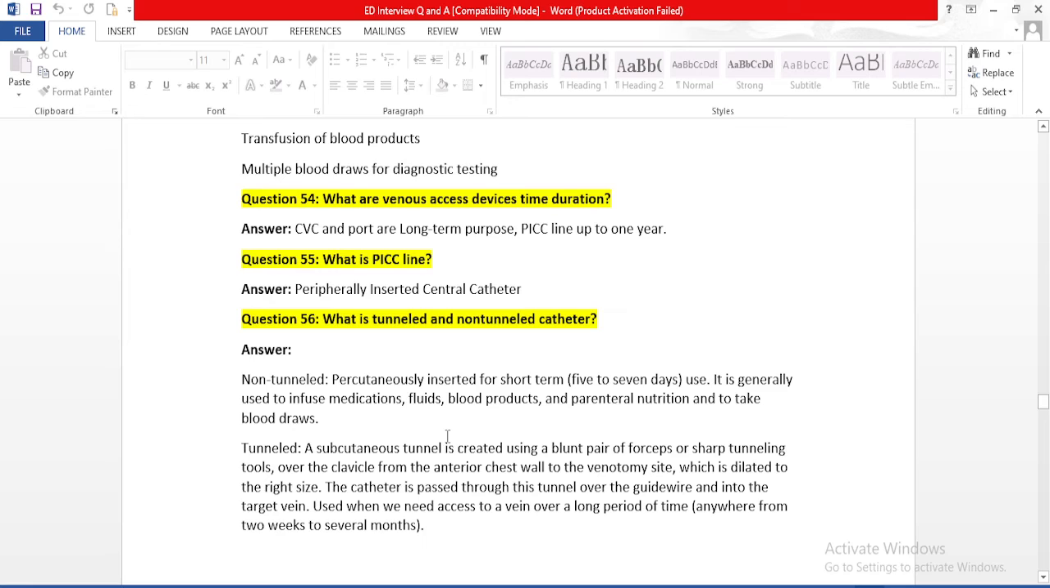Next question, what are the venous access device time durations? CVC and port are for long-term purposes. PICC line is up to 1 year. CVC means central venous catheter, and CVC and port are for long-term purposes. If the physician wants to keep the venous access device for up to 1 year, he will use a PICC line. PICC line means peripherally inserted central venous catheter. So what is a PICC line? Peripherally inserted central venous catheter.